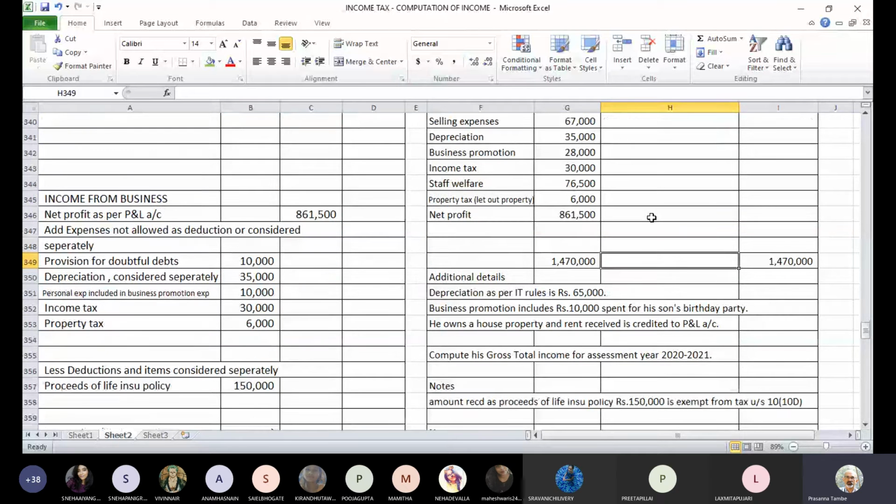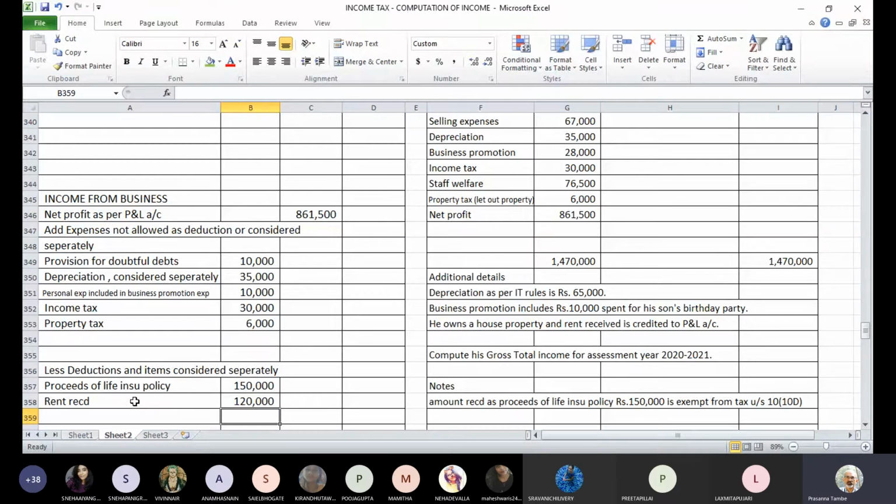The second one is rent received. This will be considered separately. Okay, so rent received 1,20,000. This has to be considered separately because this is not business income. This will be treated as income from house property.